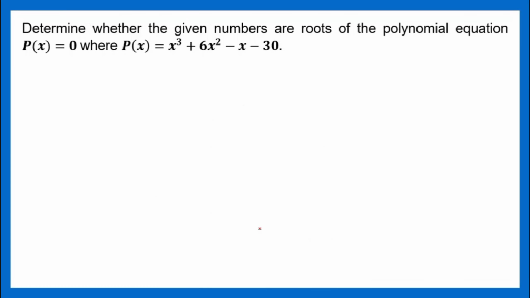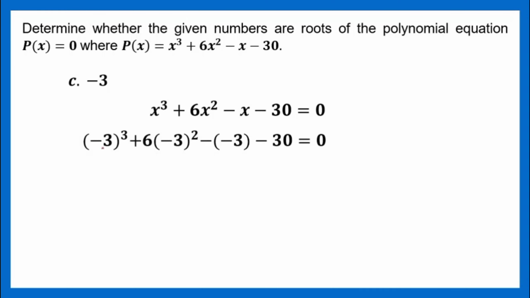Then last one, c is equal to negative 3. So same thing, ito ay equate sa 0. Tapos lahat ng x na makita mo, ipalitan natin ng negative 3. And make sure naka-parenthesis lahat. So yung negative 3, naka-raise sa 3. 6, negative 3, naka-raise sa 2. Minus negative 3, minus 30 is equal to 0. So make sure naka-parenthesis lahat.